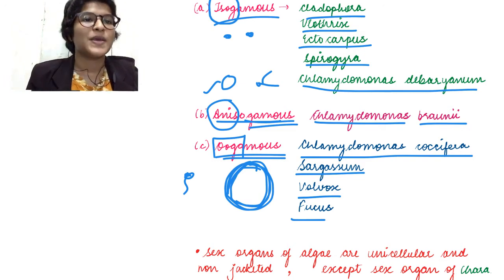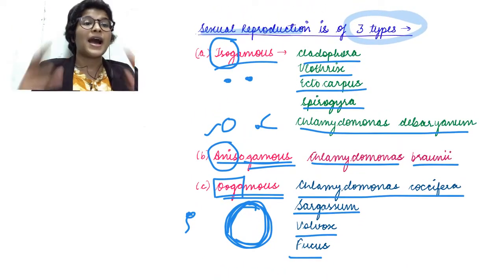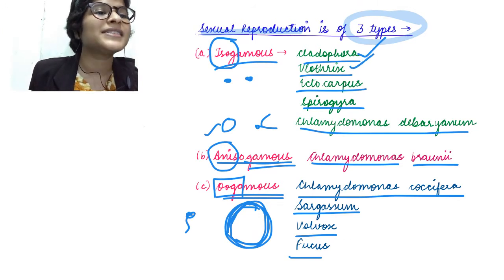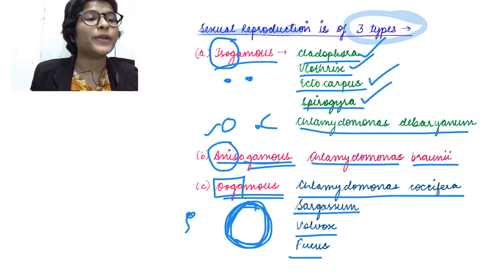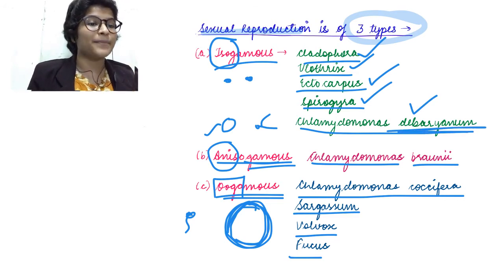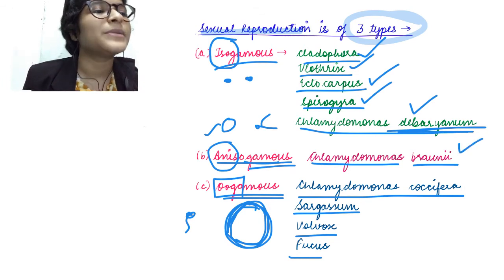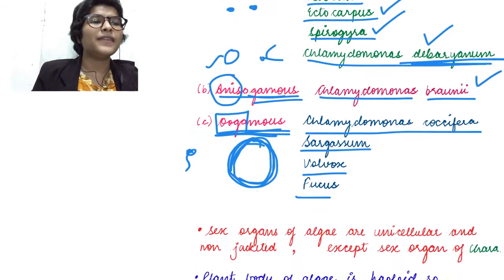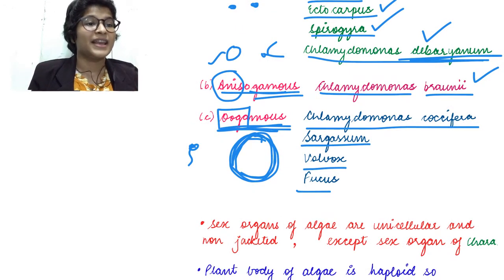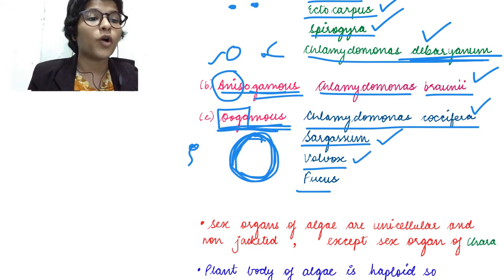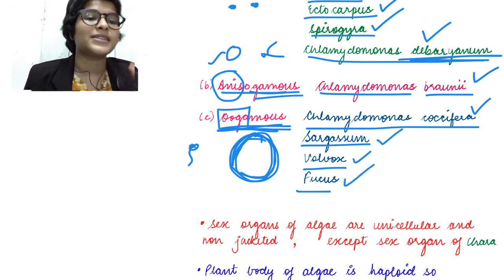Okay. So, quick revision: isogamous is seen in Cladophora, Velothrix, Ectocarpus, Spirogyra and Chlamydomonas dibariminum. Okay. And anisogamous examples is Chlamydomonas browni. Oogamous examples are the comparatively more advanced algae like Chlamydomonas coccifera, sargassum, volvox and fucus. ठीक है.